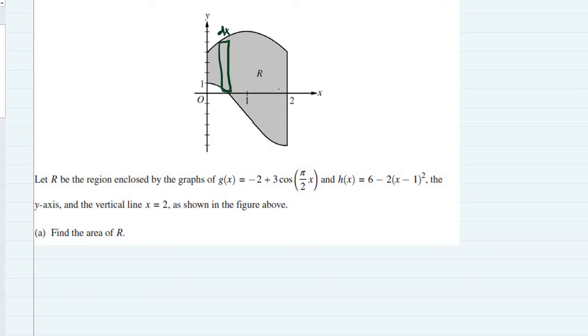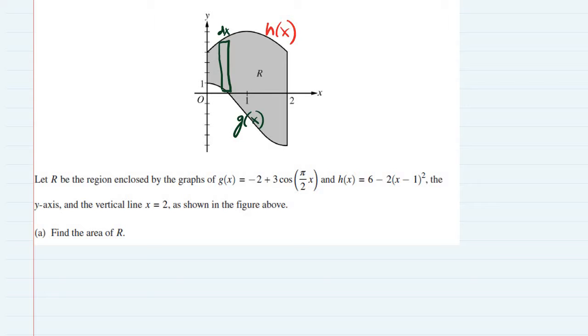Now, in this problem we do have to determine which of these boundaries goes with each of the functions we were given. The lower boundary definitely looks like a cosine function that's been shifted downward, so this is going to be our g of x. The upper boundary looks like a downward opening parabola with a vertex at (1, 6), and that indeed is what we have for h of x.